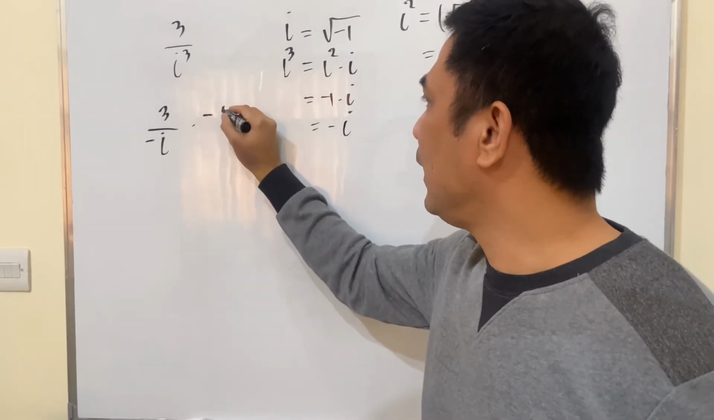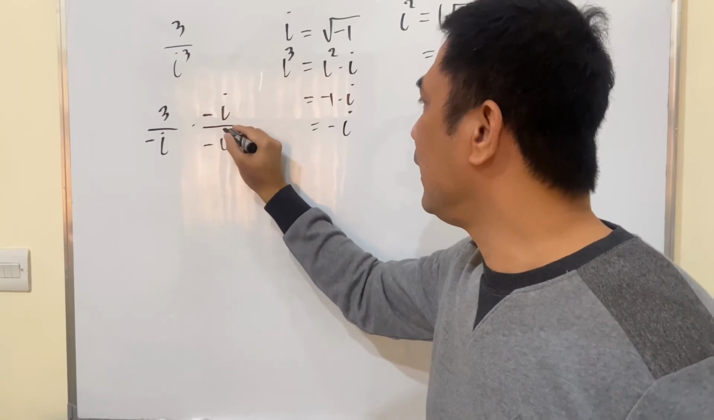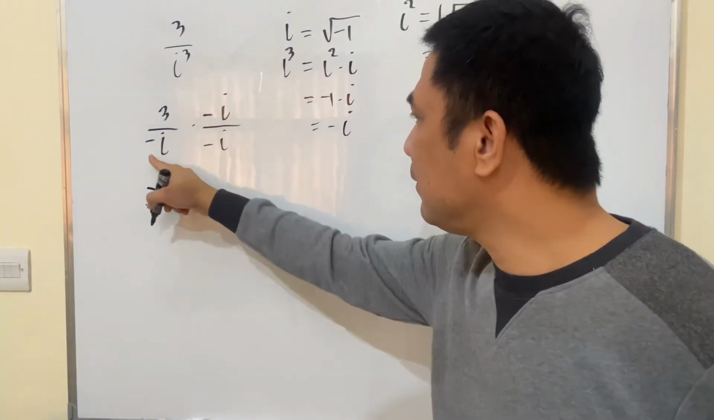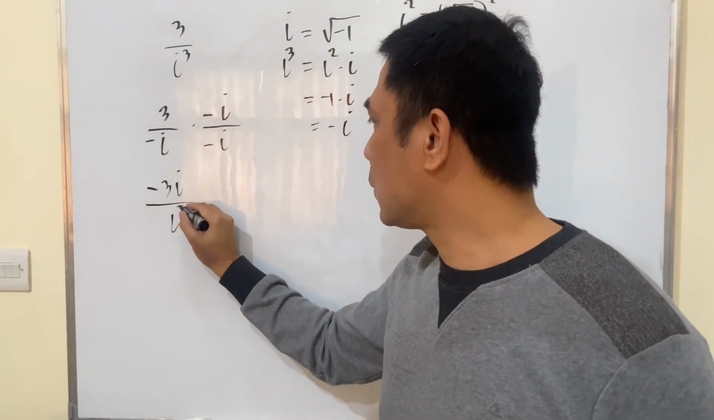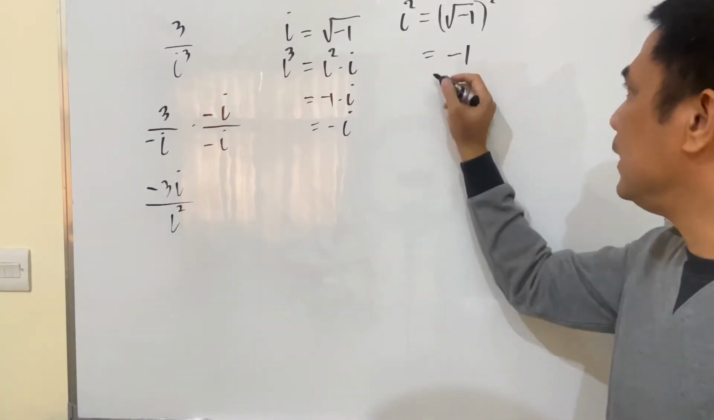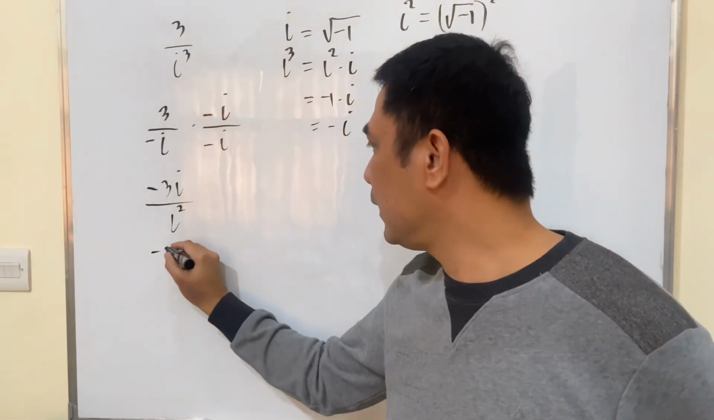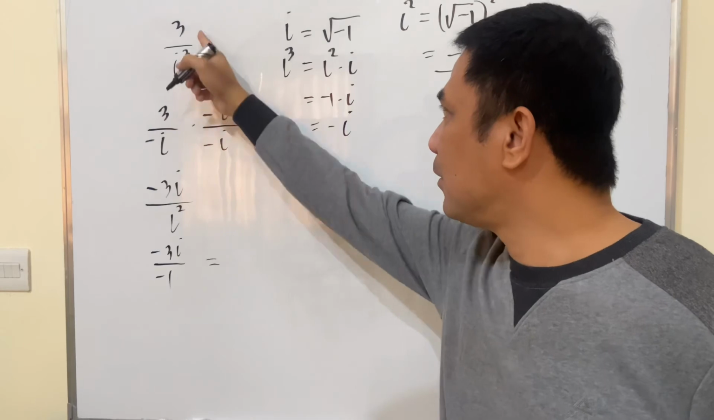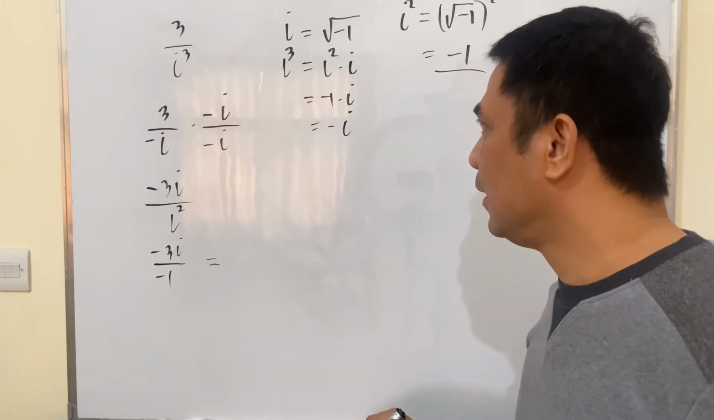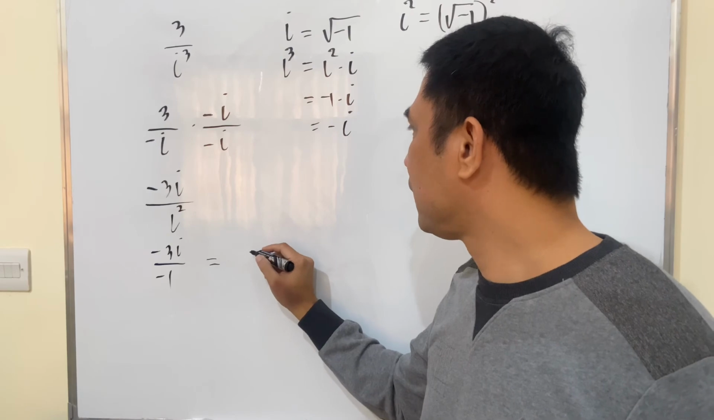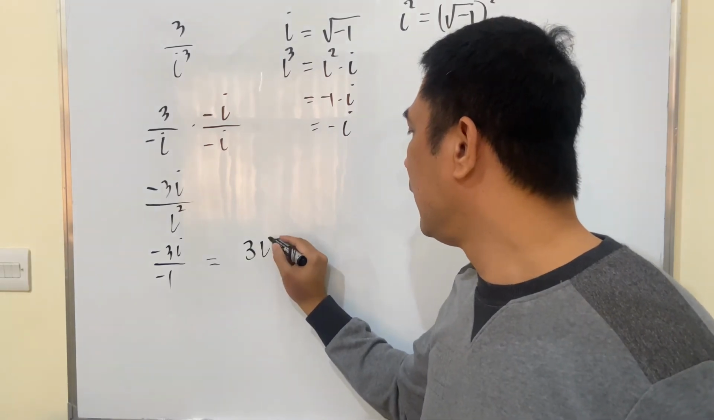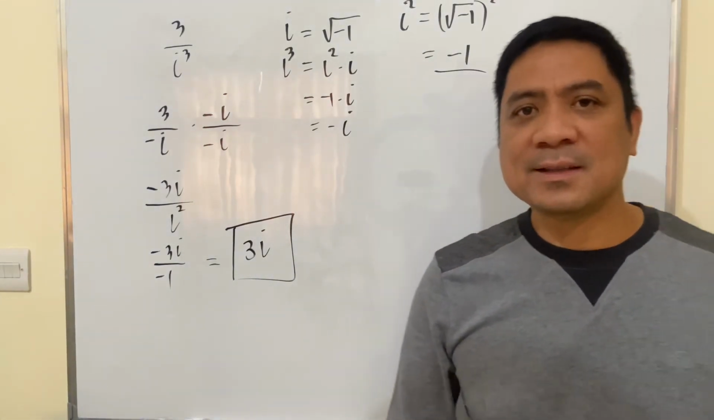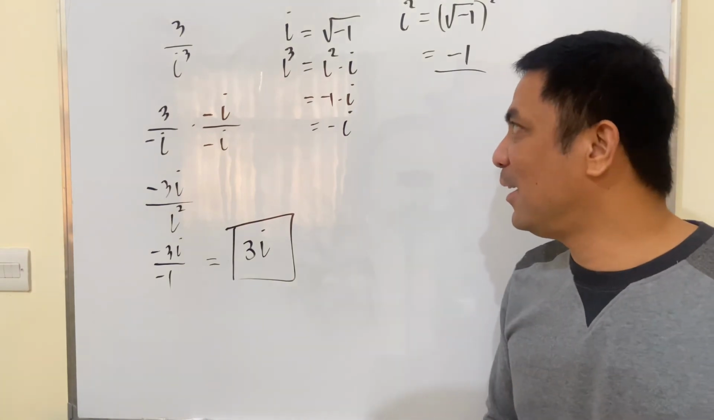So we have to multiply both numerator and denominator by negative i. So that means negative 3i over negative i times negative i. That is i squared. But then again, i squared is equal to negative 1. So negative 3i over negative 1. So the simplified form of 3 over i cubed is actually 3i, positive 3i. Okay, so that's a quick review of our rationalization.